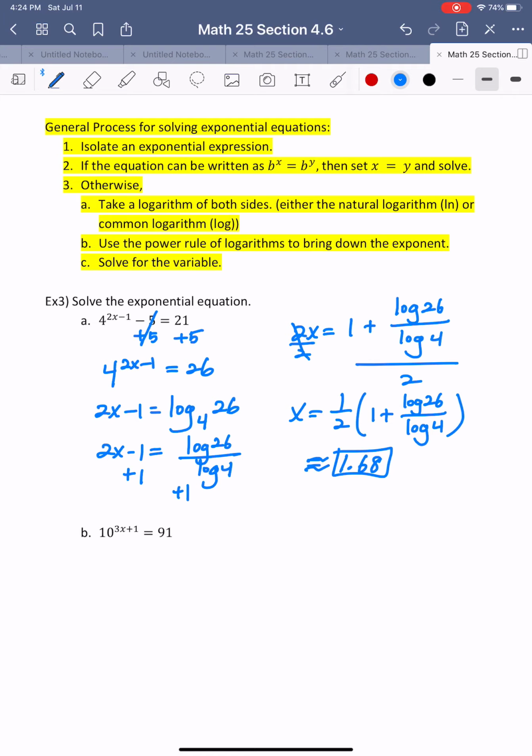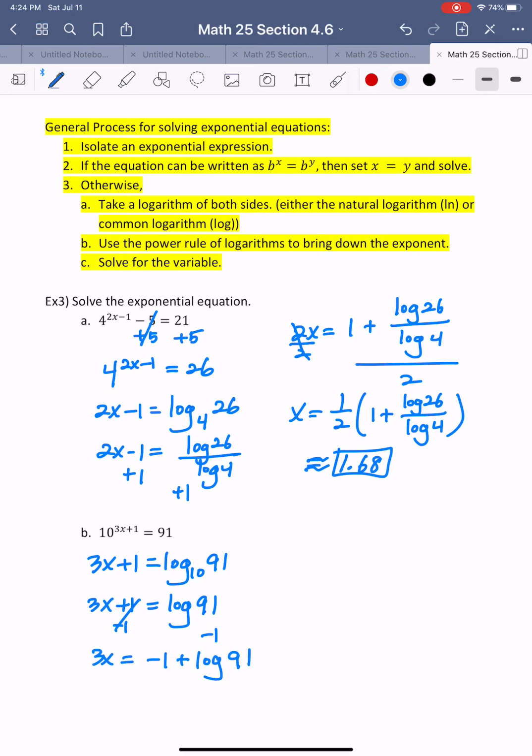Alright, the letter B. Same thing too, okay? So the exponent is equal to the log base 10 of 91. But the good thing is base 10 is the same as the common log, isn't it? So I can just put the log of 91. Subtract 1 on both sides, which is 3x equals negative 1 plus the log of 91. And then divide by 3, so x is 1/3 of negative 1 plus log of 91. Then you can just approximate: 1 divided by 3 of negative 1 plus log of 91. I got 0.32.